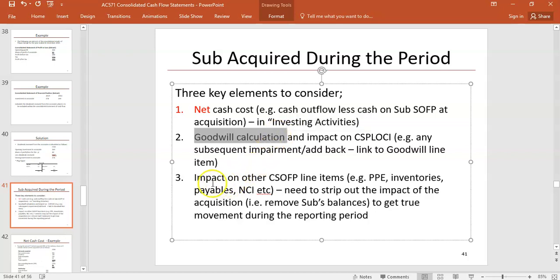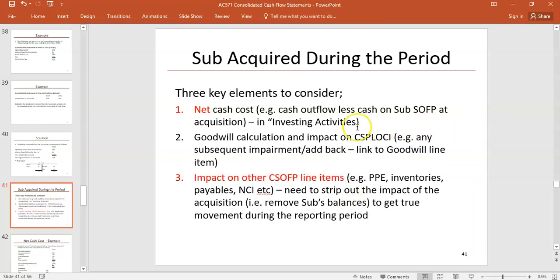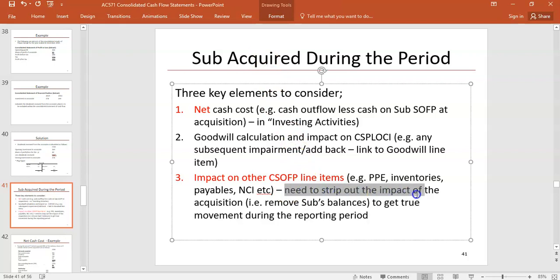And also, and this is important where a lot of students make mistakes, if you acquire a subsidiary during the year, that means some of the movement between the opening group balance sheet and the closing group balance sheet is actually due to acquisition of a sub. So you need to strip out the impact of that acquisition when you're looking at the true movement of inventory, the true movement of payables, etc. during the year.